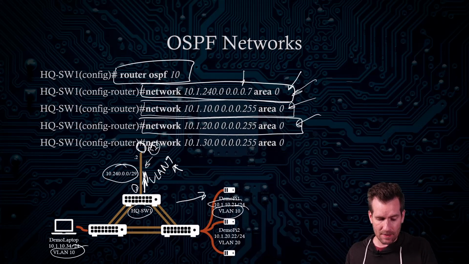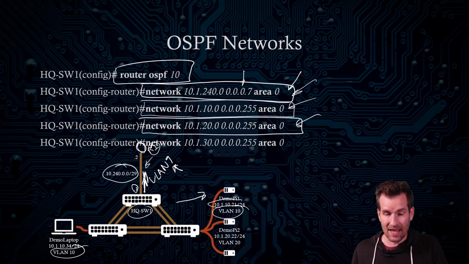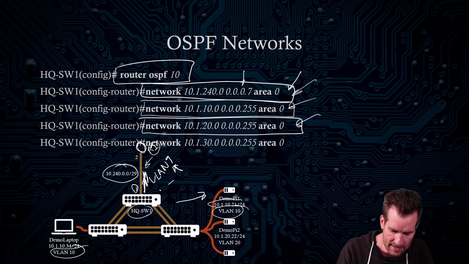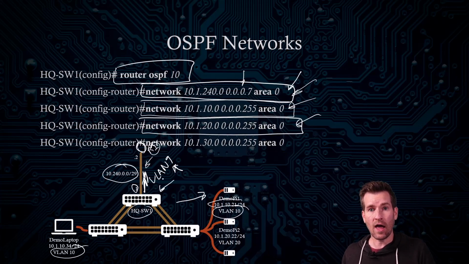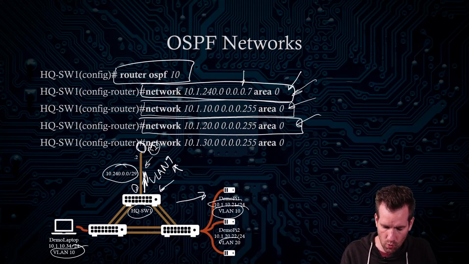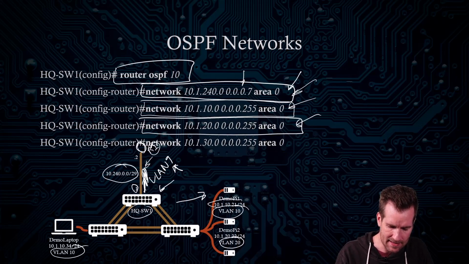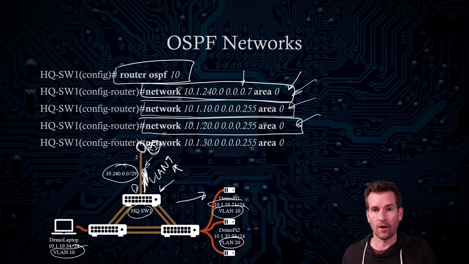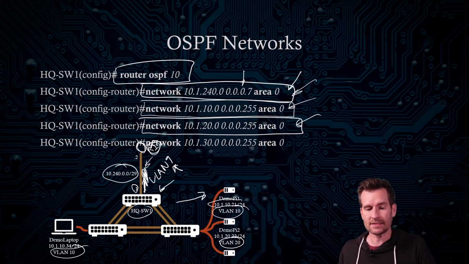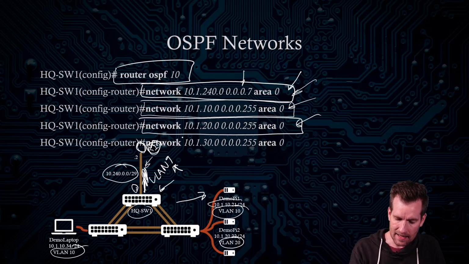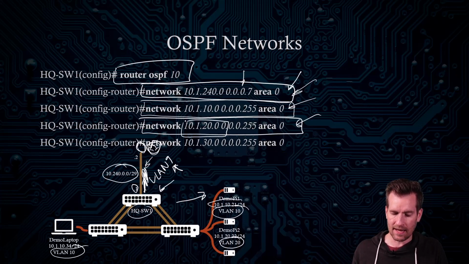All right, what's going to happen is when we enter in this statement, number one, this switch 1 is going to send out hello messages on VLAN 20 to try to discover different OSPF devices on there. And then number two, since it's created this adjacency with R1, it's going to send out a link state advertisement saying that it has access to the 10.1.20.0 network. So R1 becomes aware of this network.